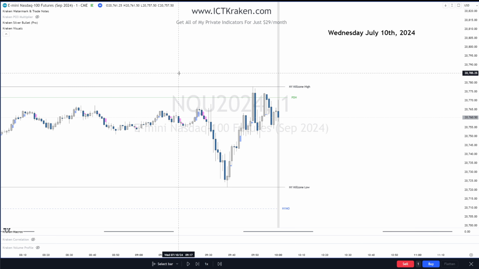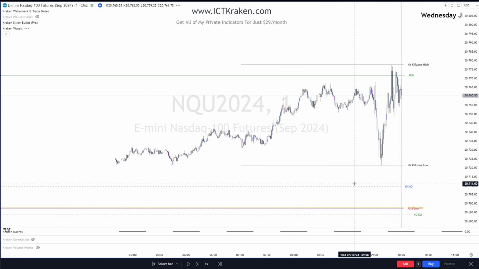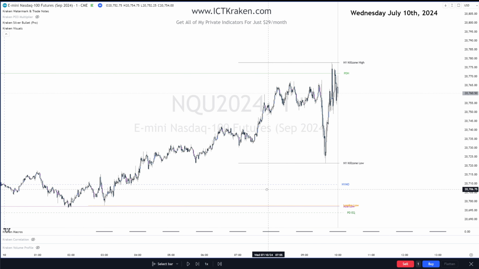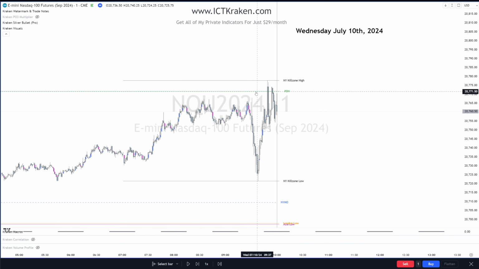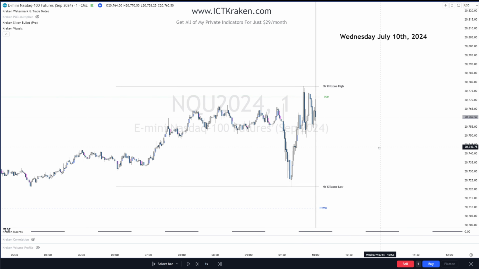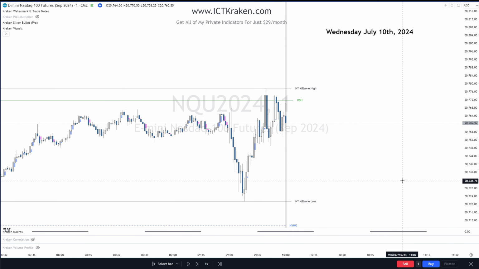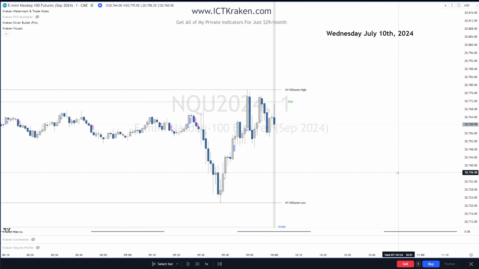Okay, so the first thing when we turn on the Silver Bullet Pro, we see that we are inside the kill zone. London low over here to take out still. And we just took out previous day high. So let's go back in here and make this all bigger again. Okay, that way it should be bigger so you can see it.